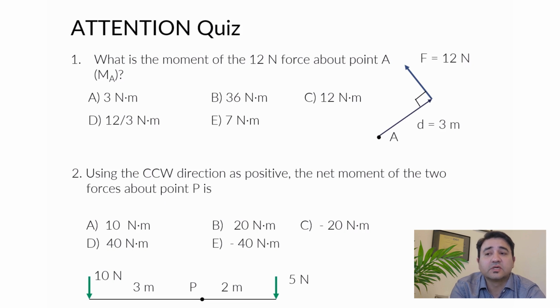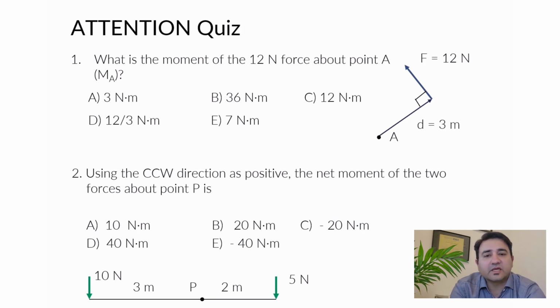The first question is, what is the moment of a 12 Newton force about point A, which is MA. You can see that diagram. F is along your x direction roughly, and the perpendicular distance is 3 meters. Force 12 newtons, and the distance is 3 meters.